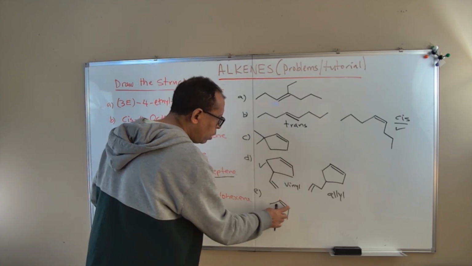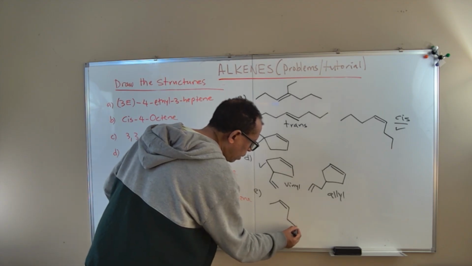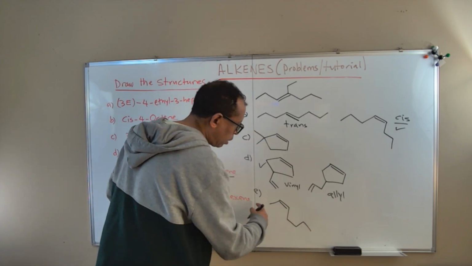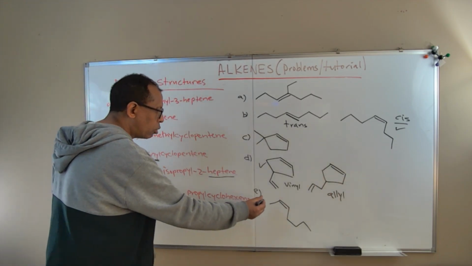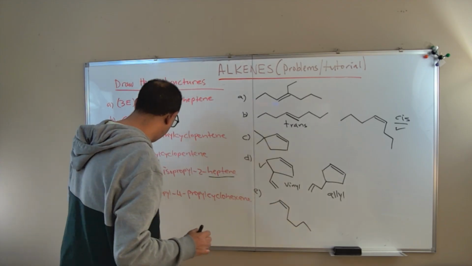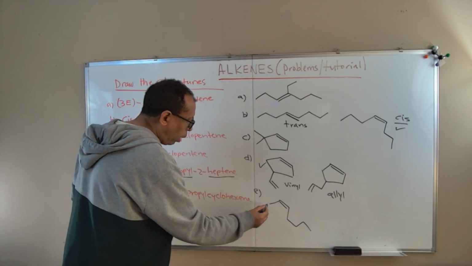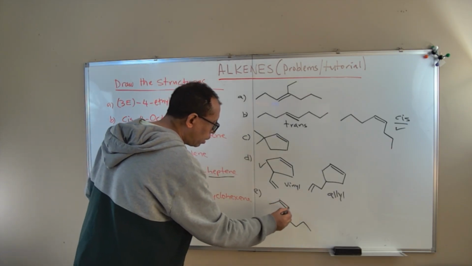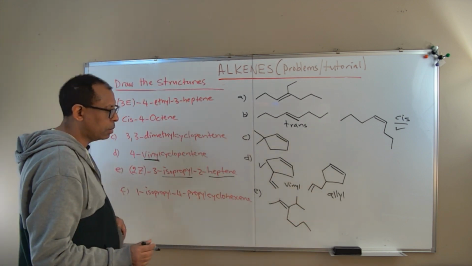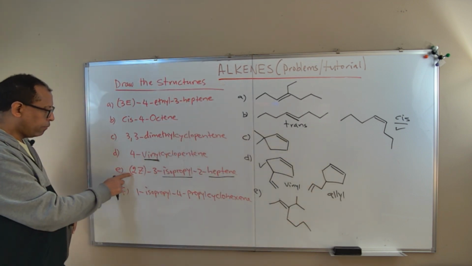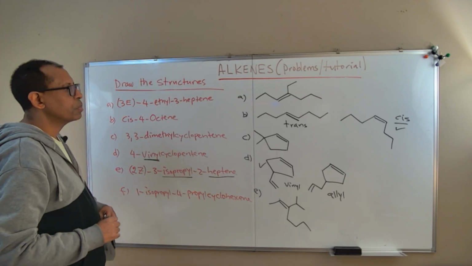1, 2, 3, 4, 5, 6, 7. It doesn't matter whichever way, but this alkene is a Z. At 2 position, this is a Z configuration. At 3 position, I have isopropyl. 1, 2, 3, 3 position isopropyl. So that is the structure for 2Z, 3-isopropyl, 2-heptene.